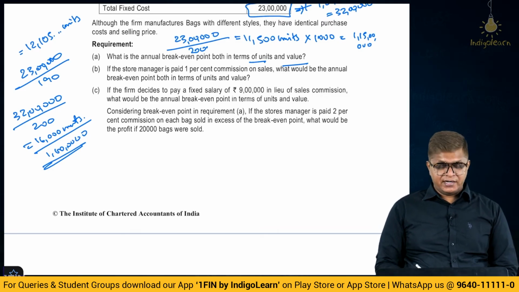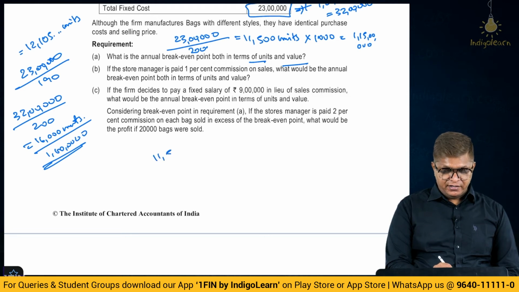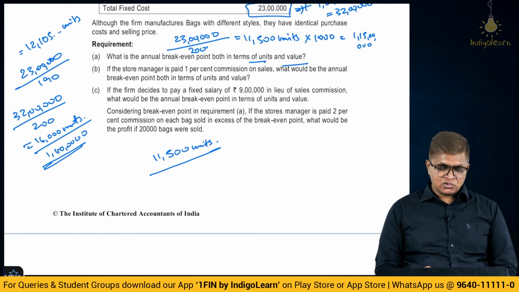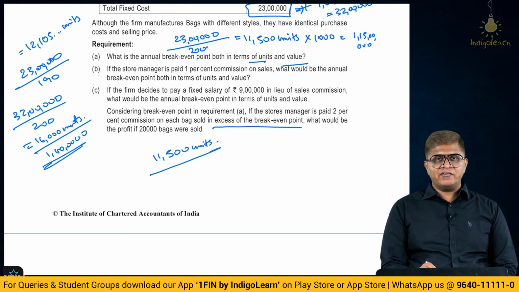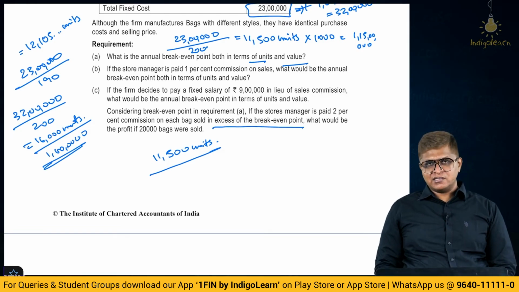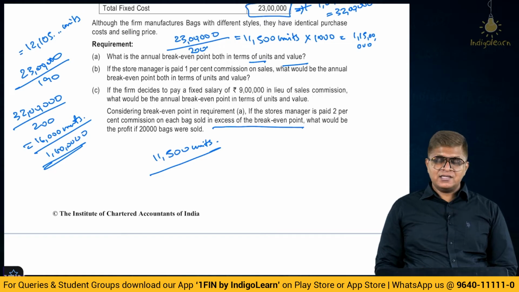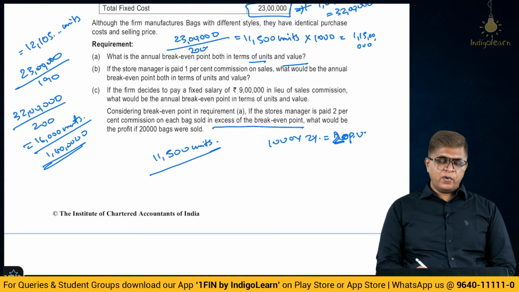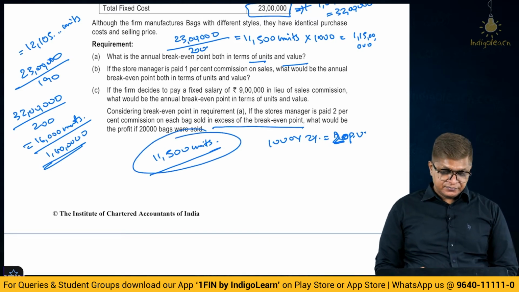Next, considering the break-even point requirement in A. So what is the break-even point requirement in A? 11,500 units. If the store manager is paid 2% commission on each bag sold in excess of break-even point, that means till the break-even point he will not get commission. Over and above the break-even point, he is going to get paid 2% commission. How much is 2% commission? 1000 into 2% is 20 per unit. So he is going to get paid 20 per unit as commission over and above this 11,500.